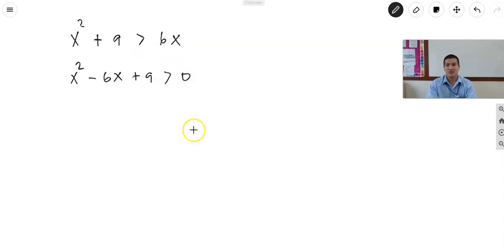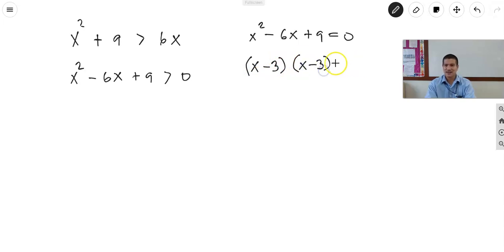Then after that, to find your x, you have to equate everything to 0. x squared minus 6x plus 9 equals 0. And then you are going to factor. So we now have x minus 3 times x minus 3 equals 0. x minus 3 times x minus 3 is equal to x squared minus 6x plus 9.